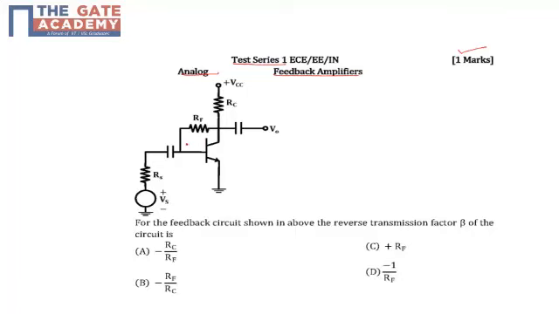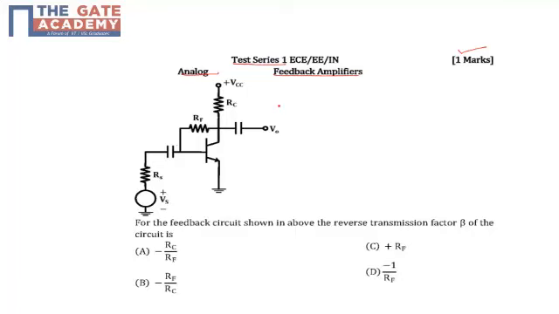The base terminal of the transistor is connected with two capacitances and with the resistances Rs and Rf with voltage source Vs, and the collector terminal of the transistor is connected with one resistance, that is Rc, and the emitter terminal is grounded, and this is the output.